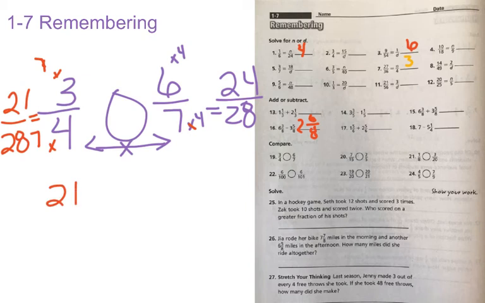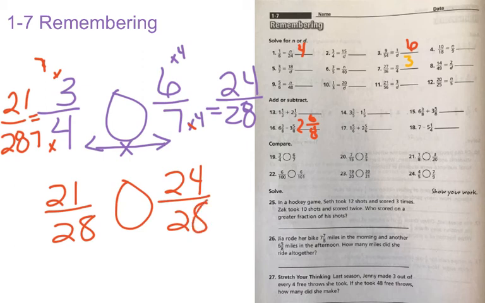Now I'm comparing 21/28 to 24/28, and I know that 24/28 is greater than 21/28, and so in my original problem, 3/4 is less than 6/7. So you can go ahead and write that in. You've done a lot of comparing fractions over the last few days, so I think you should be pretty good on 20 through 24. And let's go ahead, and I'm going to erase here, and we'll read number 25 together.